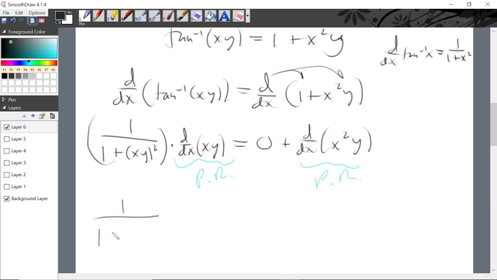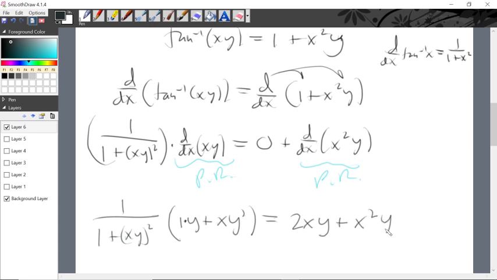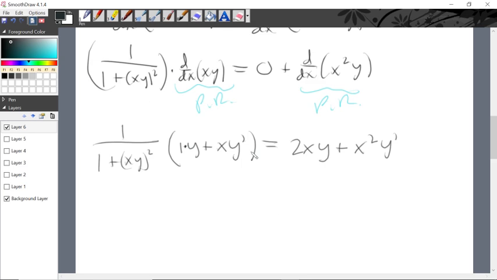So we have 1 over 1 plus xy quantity squared. Product rule on xy, let's see, take the derivative of x, that's just 1, and leave the y alone, so 1 times y, plus x, leave that alone, times the derivative of y with respect to x, which is y prime. Other side, we have first a derivative of x squared, which is 2x, and then leave the y alone, plus, now we'll leave x squared alone, and the derivative of y with respect to x, which is again y prime. Okay, and now we were asked to find y prime, so let's solve for y prime.